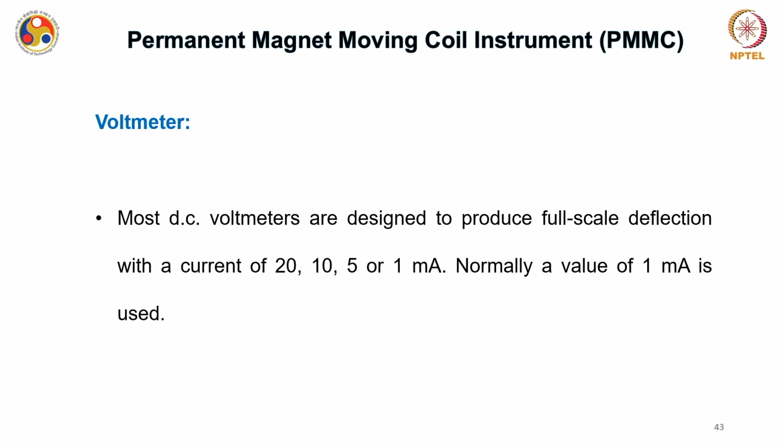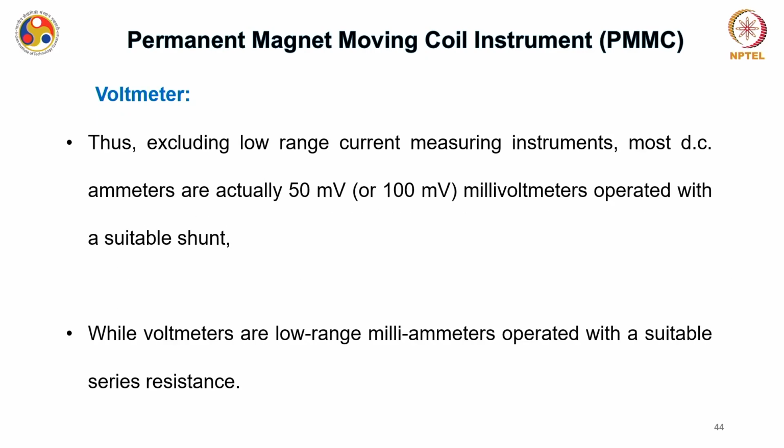Most DC voltmeters are designed to produce full scale deflection with a current of the order of 20, 10, 5 or 1 milliamp. Normally a value of 1 milliamp is used. Therefore, excluding low range current measuring instruments, most DC ammeters are actually 50 millivolt or 100 millivolt instruments operated with a suitable shunt, while voltmeters are low range milliammeters operated with a suitable series resistance.